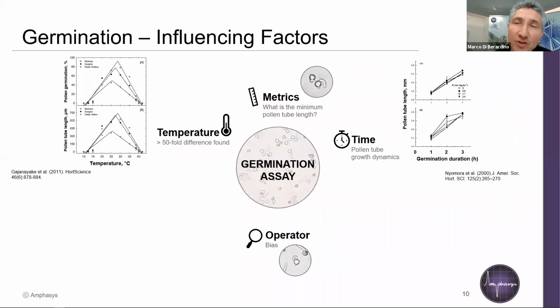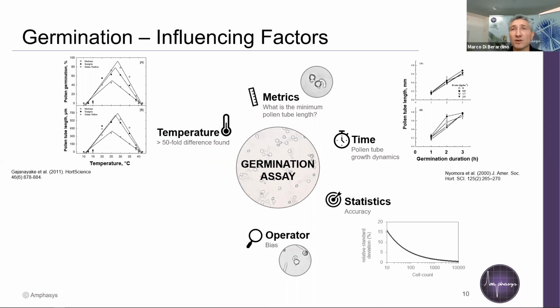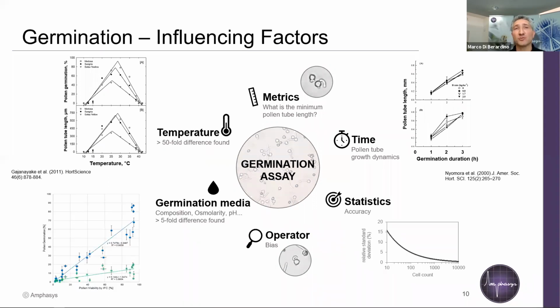Having a closer look at the germination assays basically reveals that there are several factors affecting the germination result really significantly. For example, temperature, matrix, time. I don't want to go into these details. You are probably aware of these ones. I would like just to focus your attention on two factors, which are statistics on the one hand and germination media on the other hand. Let's start with statistics. And this applies, by the way, also for the staining methods.